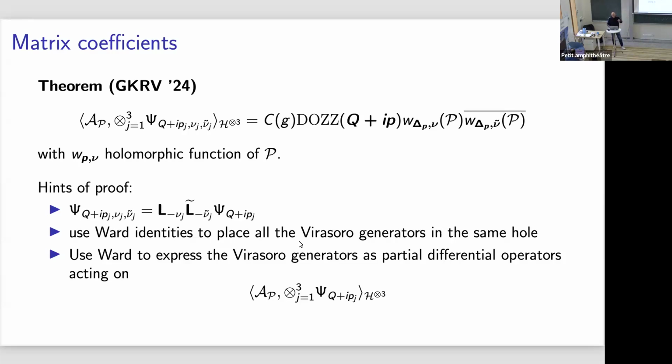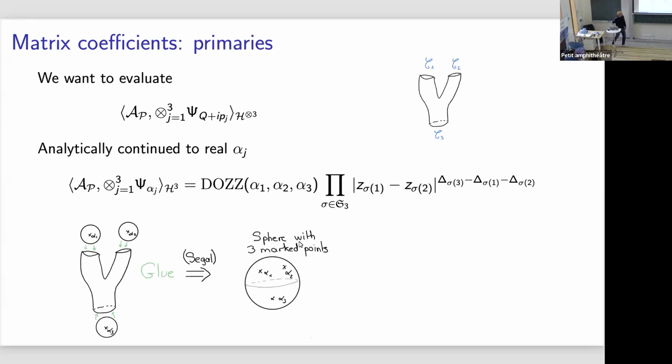There are subtleties that I want to skip. So basically, in the end, you have a collection of differential operators that you should apply to this. Just to give you how you compute this: again, the primaries that are on the spectrum line, you analytically continue them in the parameter alpha to the probabilistic region.